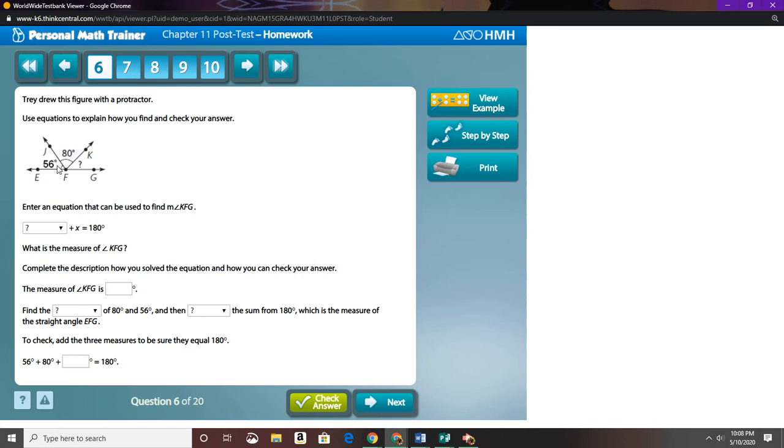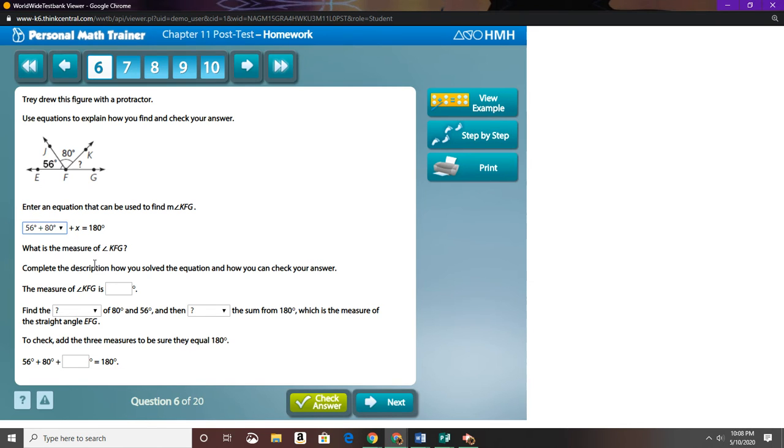Well, let's see. If I have angle EFK plus my missing value, that would equal 180. Let's see if that's a choice. Well, they don't give me that exactly, but if they give me the two parts, so 56 plus 80, so this piece plus this piece plus this piece would equal the straight angle EFG. So that would be my equation.